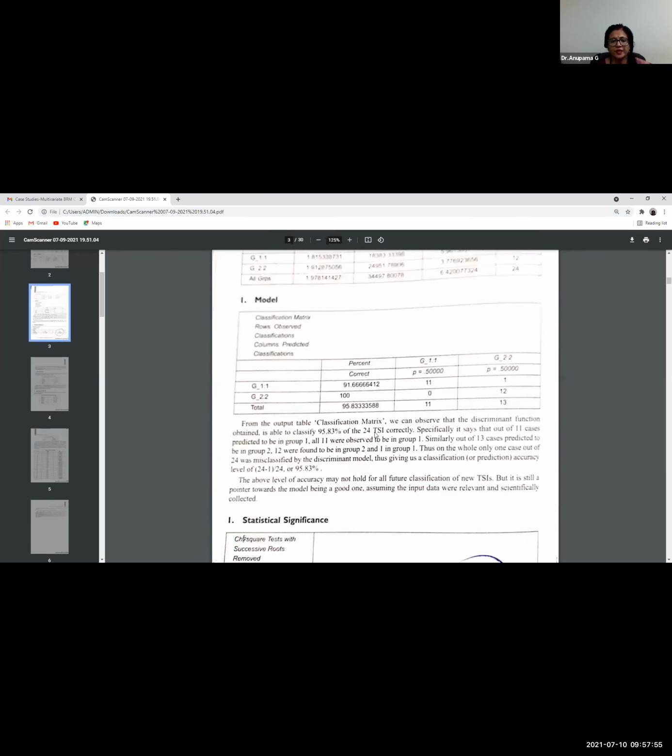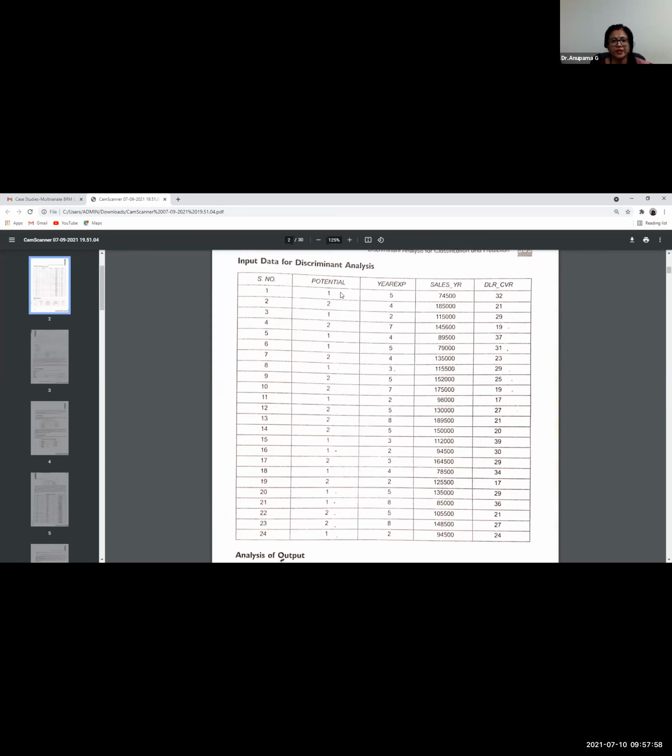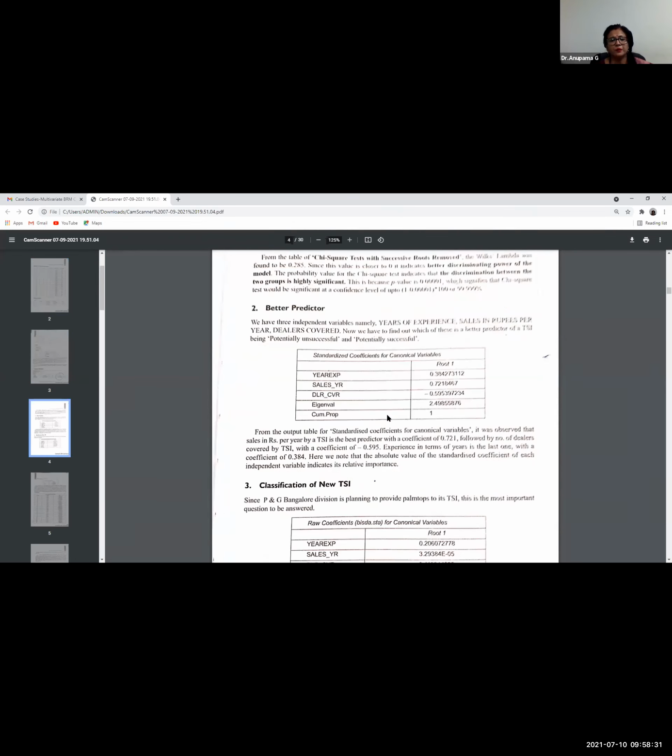What did you see in the input data? They had taken as input whether the TSI is an unsuccessful or a successful category person, unsuccessful coded as 1, successful as 2. The other independent variables are years of experience, a continuous, ratio scale variable; actual sales done, in rupee amount, again a continuous or ratio scale variable; and coverage, how many dealers they cover, 32 dealers, 21 dealers, so that is also a number. So there are 3 independent variables and 1 dependent variable. The dependent variable in this case is Y.